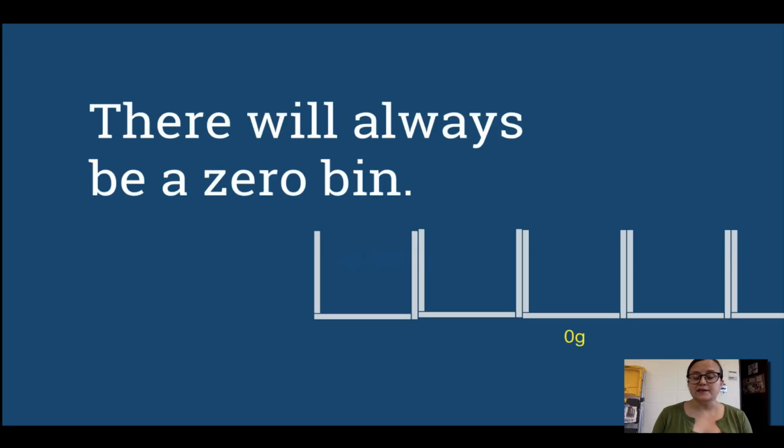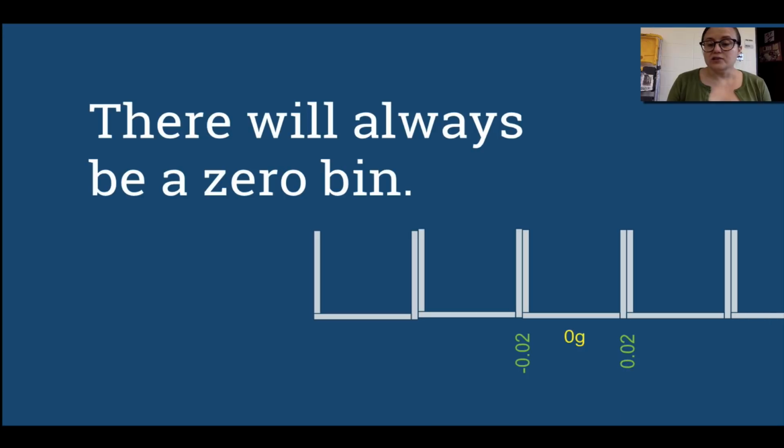So what does this mean for my histogram? Let's go back to the fact that there will always be a zero bin. The zero bin holds all of the data that could be zero. We know that my calculation could be off by plus or minus 0.02. So all the things that could be zero go from negative 0.02 grams all the way up to positive 0.02 grams. That shows us that our entire bin size is actually 0.04 grams. From negative 0.02 up to positive 0.02 covers 0.04 grams.